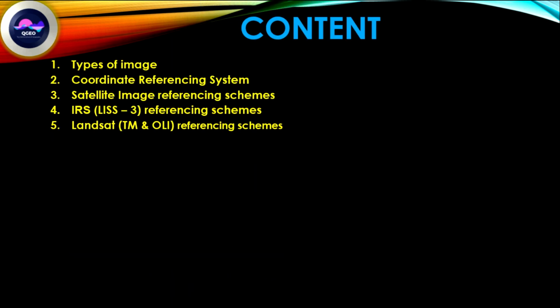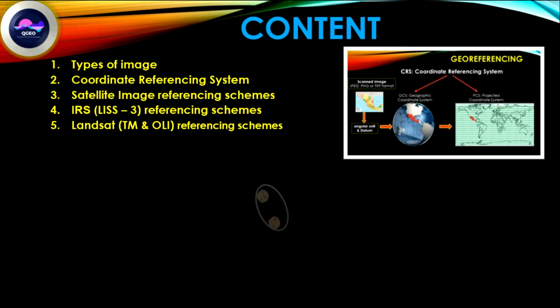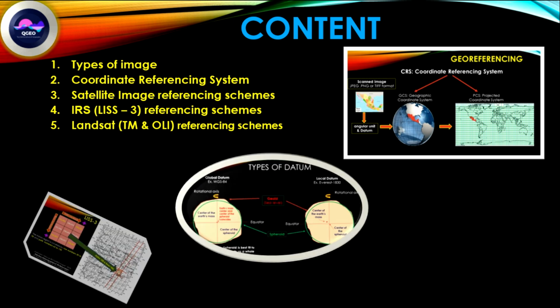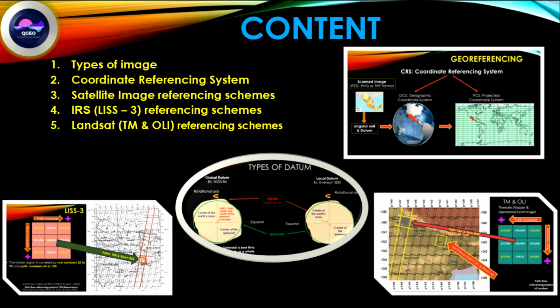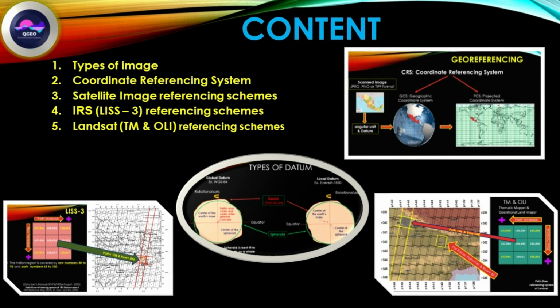So latitude and longitude value is not the ultimate expression of a particular point of location. There is another value, z, which is required from a particular reference plane or datum surface. In this video, we will discuss the different types of image referencing scheme.